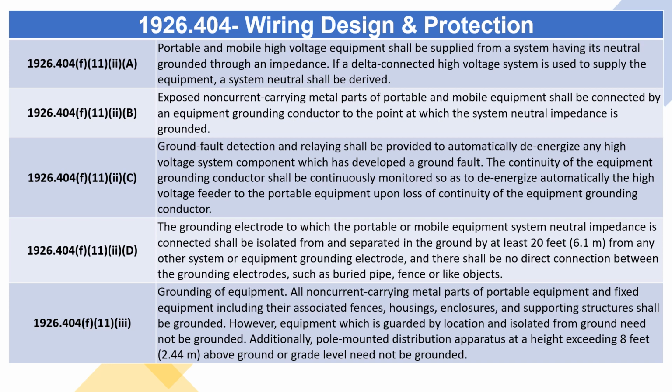1926.404 F11 2b. Exposed non-current carrying metal parts of portable and mobile equipment shall be connected by an equipment grounding conductor to the point at which the system neutral impedance is grounded.